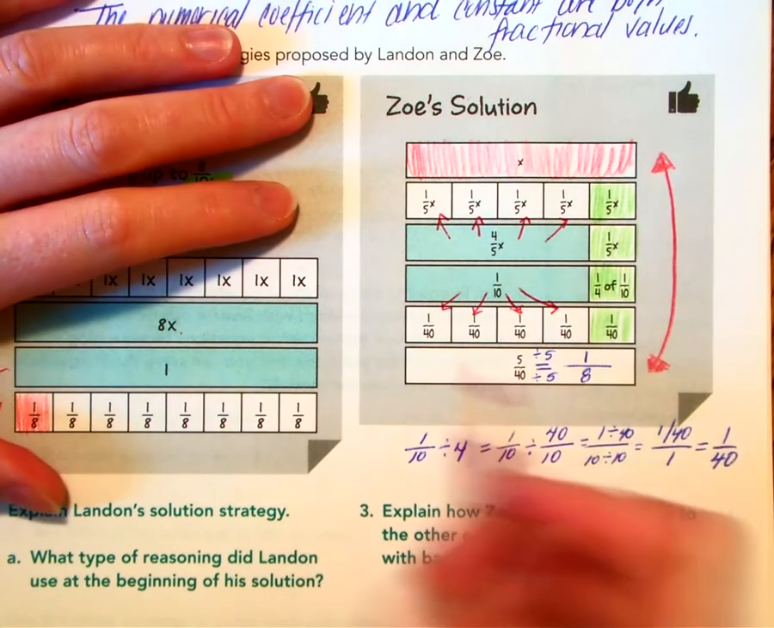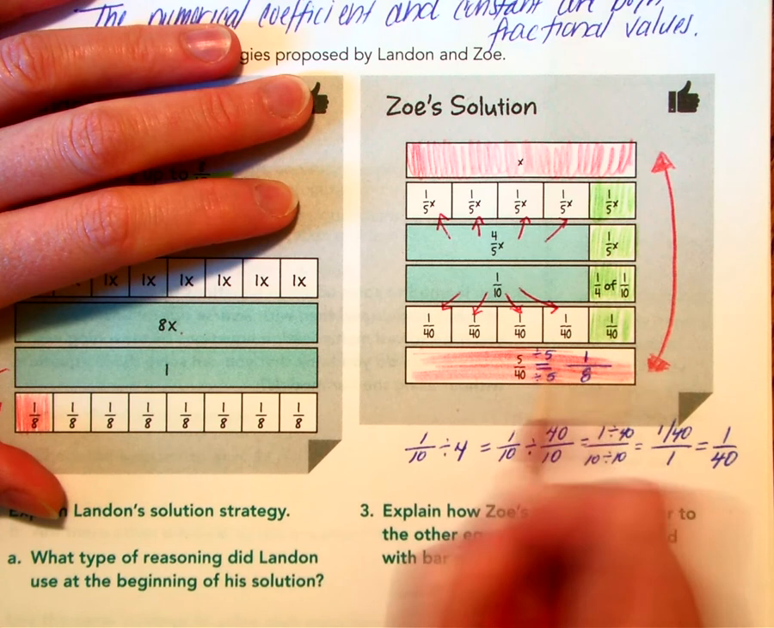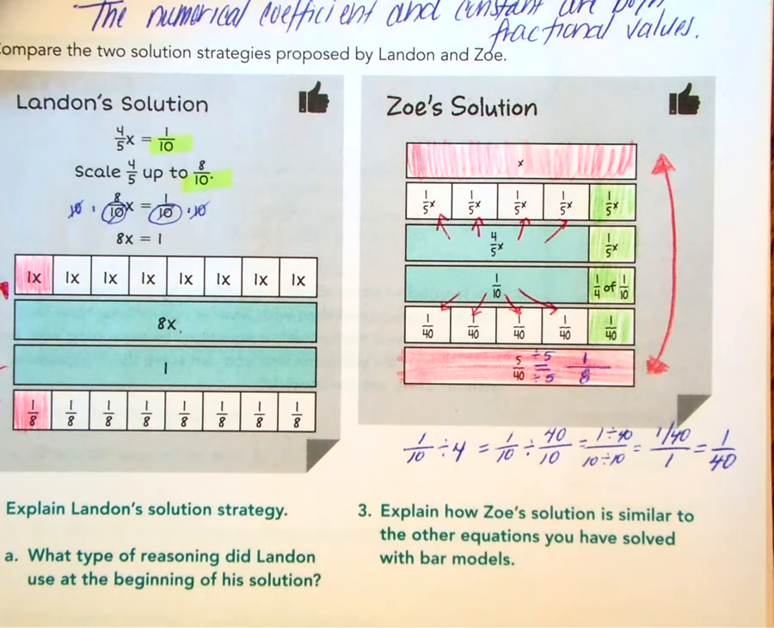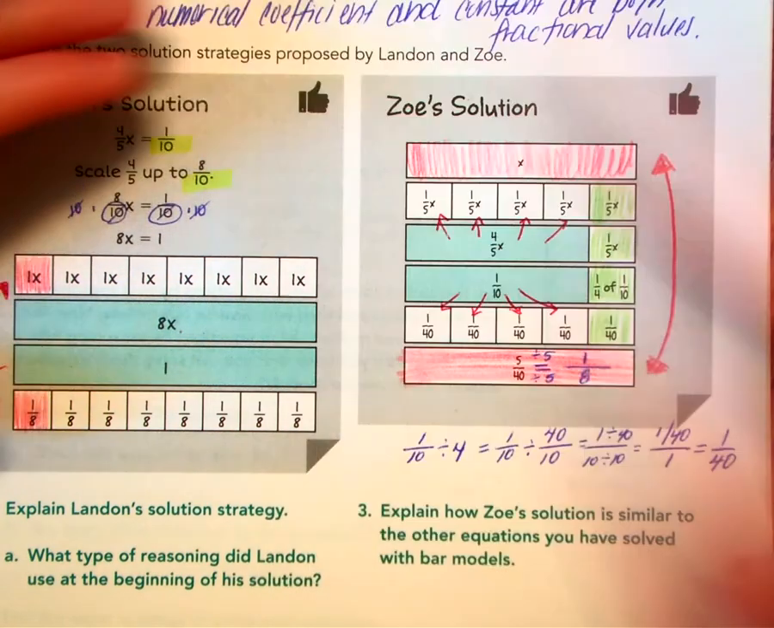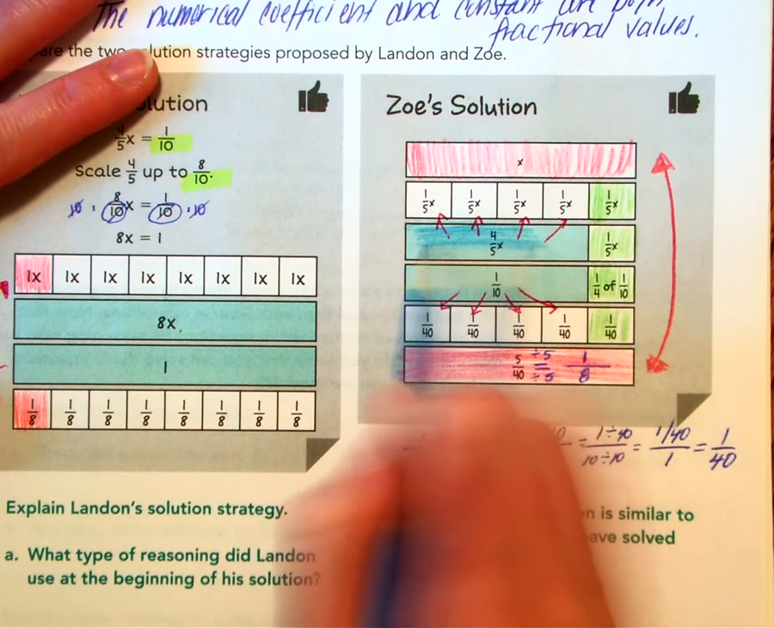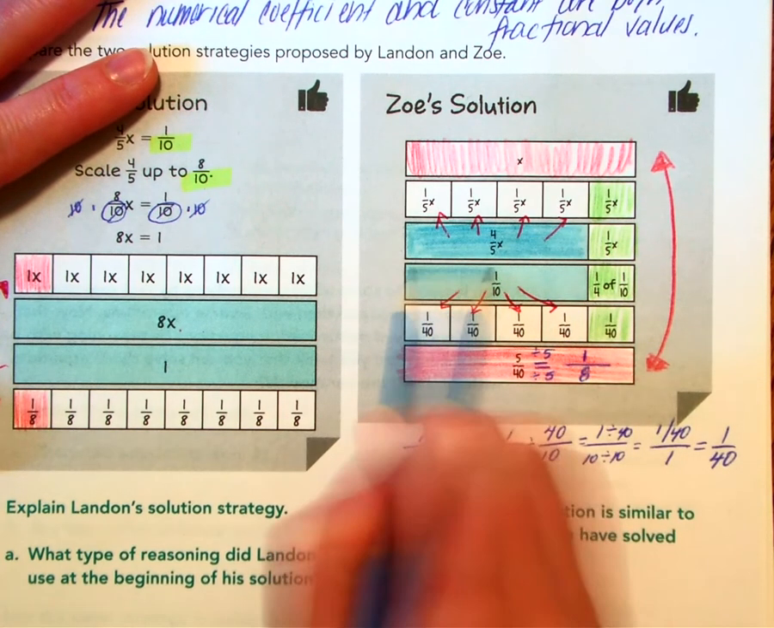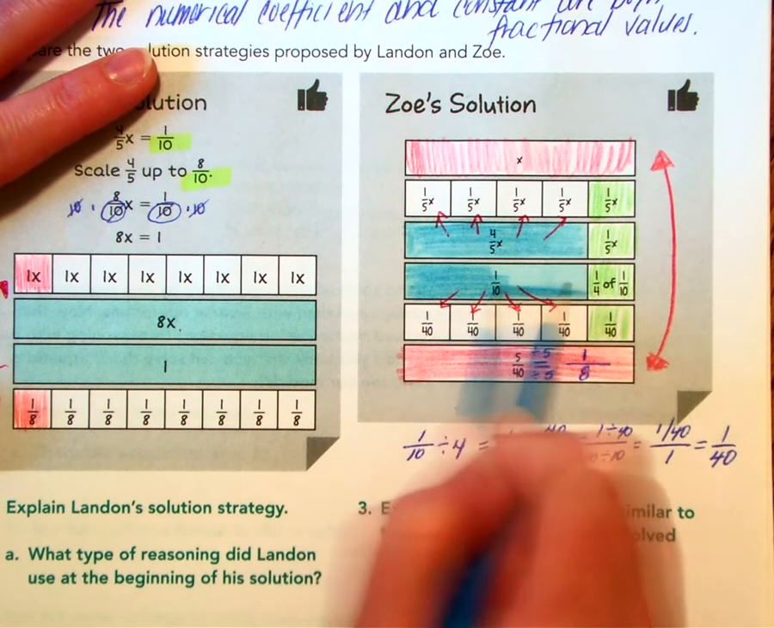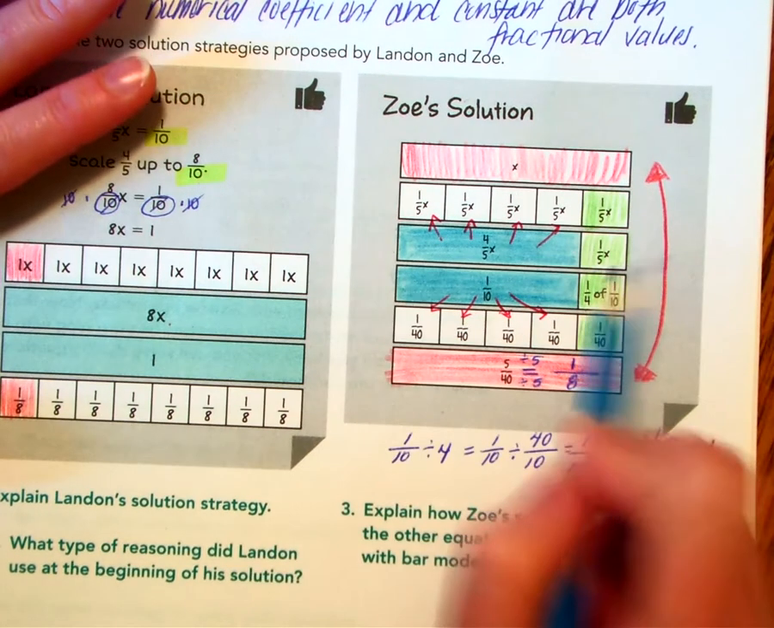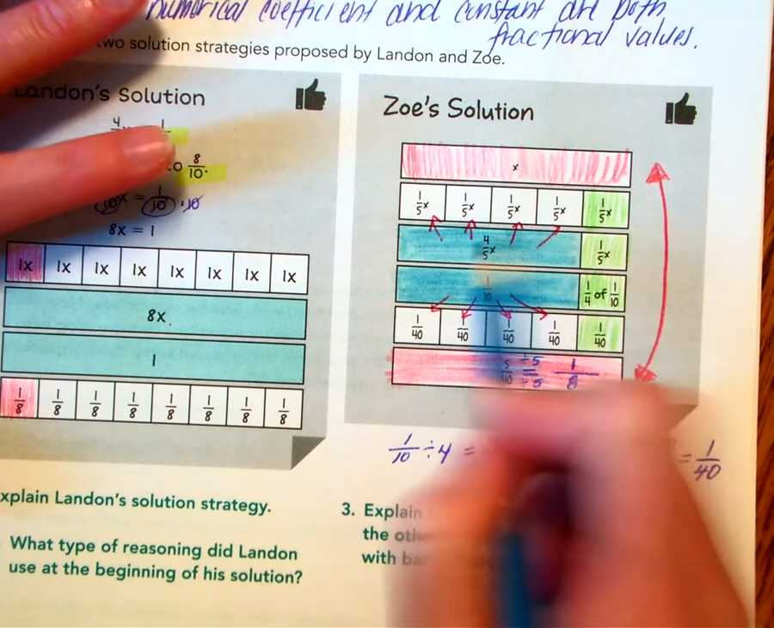So now an x is worth 1/8. And an x was worth 1/8 in Landon's model as well. So to recap with Zoe, she had the 4/5 x equal to 1/10. That's her original equation. That's our original equation. She said, I need to build it up. I need to compose because 4/5 x is not a full x. But she was a little hesitant there.